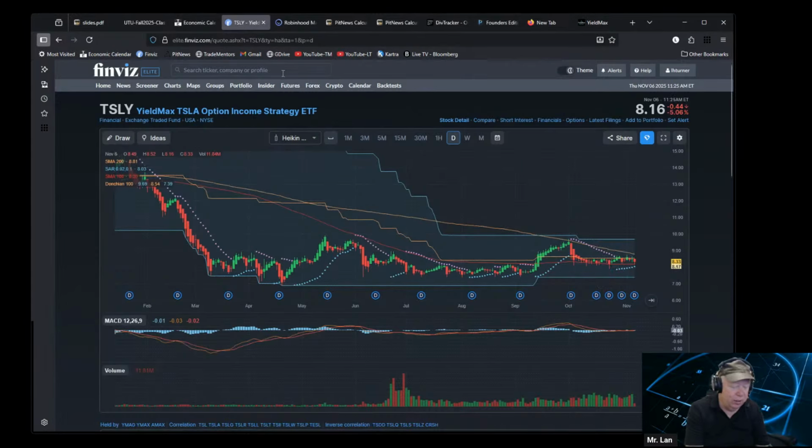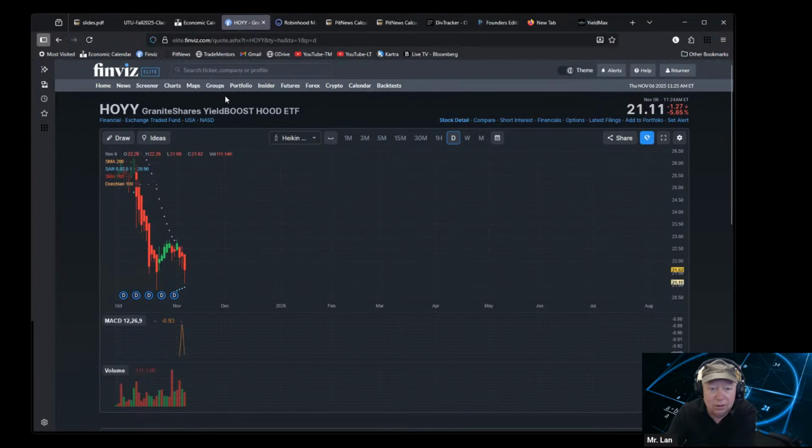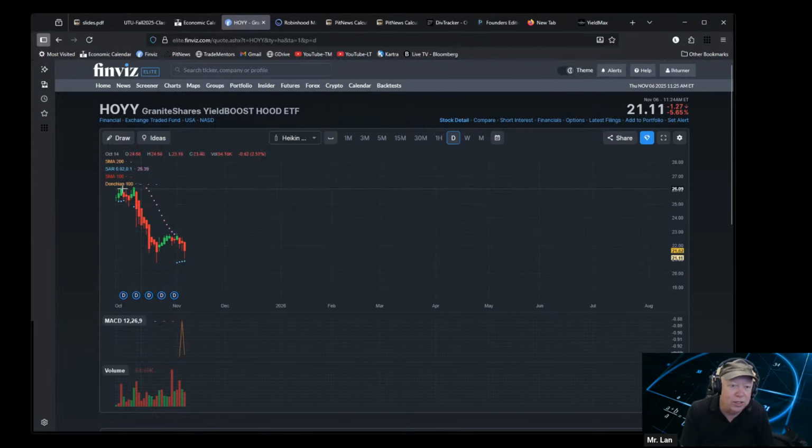So we'll compare HOYY, which is the GraniteShares Robinhood. Let's write that down. This is brand new, and it looks like it flushed out hard. Usually that's what we see. When these markets first come out, we usually see a big flush. This is flushed, but it's not as big as it looks. It's all scaling, okay? Because it's only gone from $26 to $21, so it's only flushed $4. And yeah, that could be a pretty good flush, but it's not as bad as it looks.